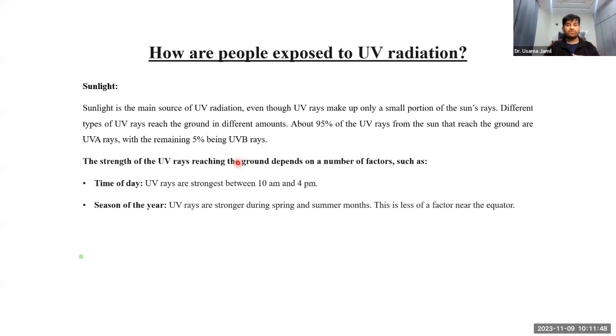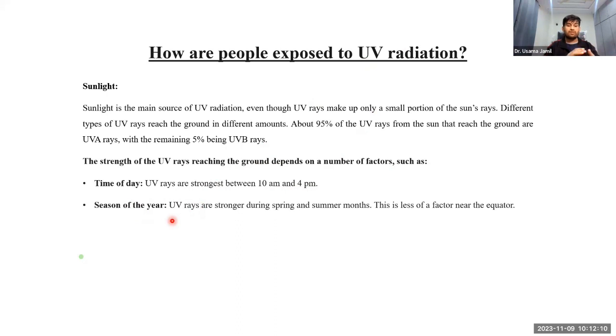The strength of the UV rays reaching the ground depends on a number of factors, such as time of the day. UV rays are the strongest between 10 a.m. to 4 p.m. Before 10 a.m. and after 4 p.m., there is a gradual decline of the UV index in the sunlight that is reaching us directly.